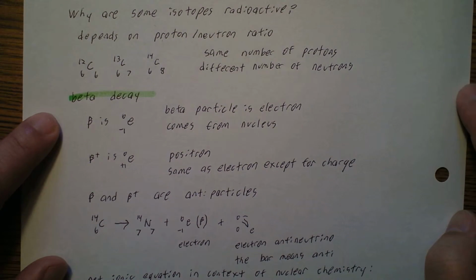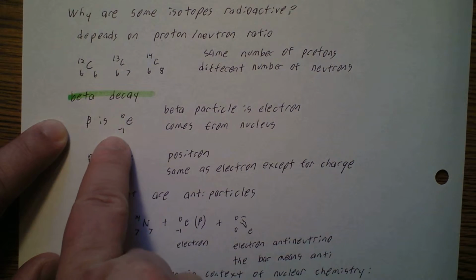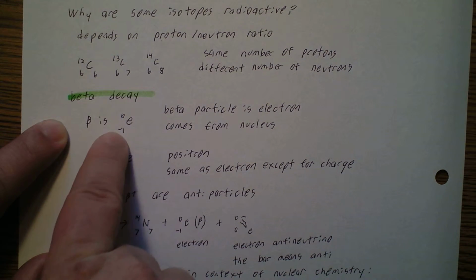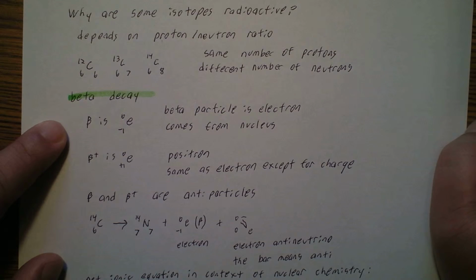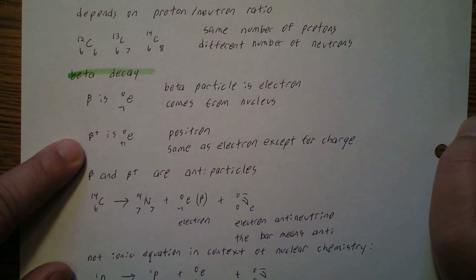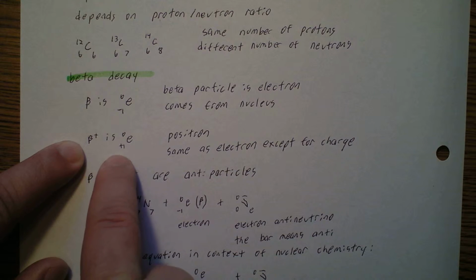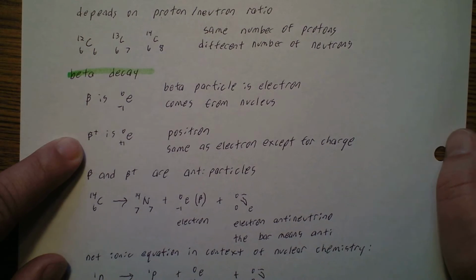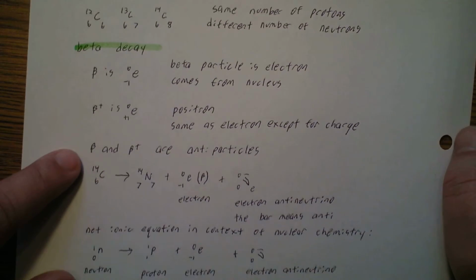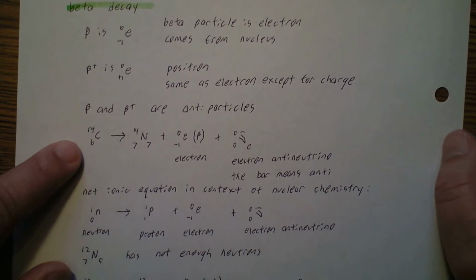Now let's talk about beta decay. Beta particle is defined as e with minus 1, so it's got a minus 1 charge, and then 0. So the beta particle is an electron, but it comes out of the nucleus, not from an orbital. Now beta plus particle is a positron. This is a plus 1, but it's not a proton, it's a positron. It's an electron with a positive charge. So it's the same as an electron except for charge. Now beta and beta plus are antiparticles.